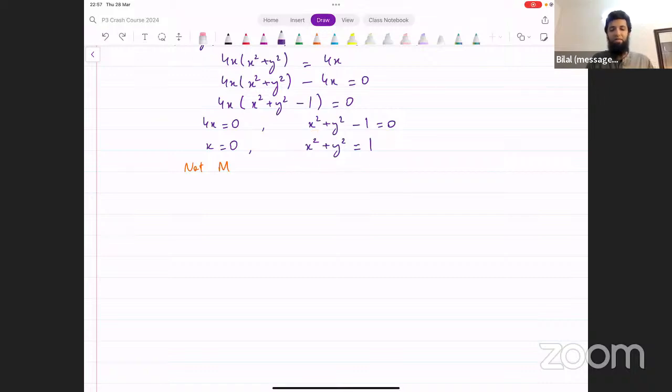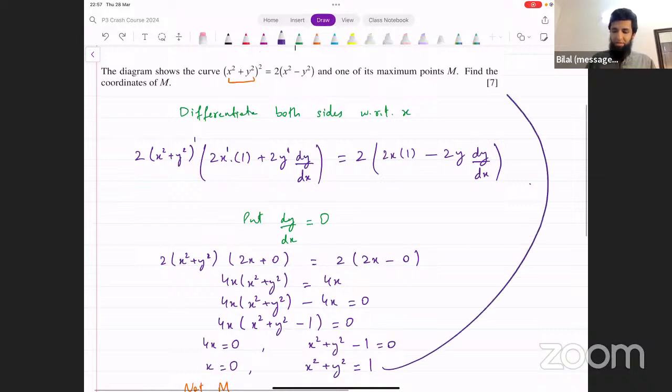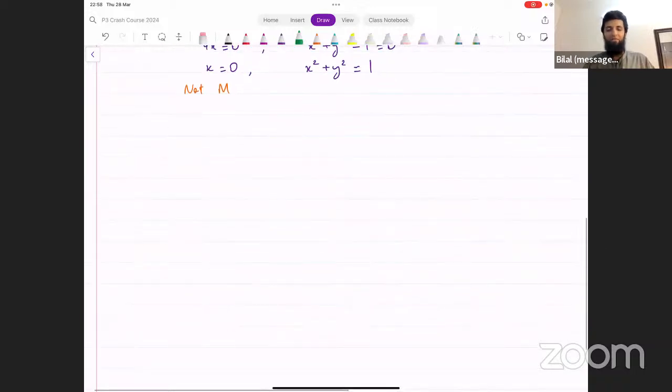X squared plus y squared equals 1. Now, this is one equation that we've got in terms of x and y. What do we do now? Let's solve this equation simultaneously with the original equation. We have another equation in terms of x and y, that was the original function. We solve it simultaneously with that and find the values of x and y.